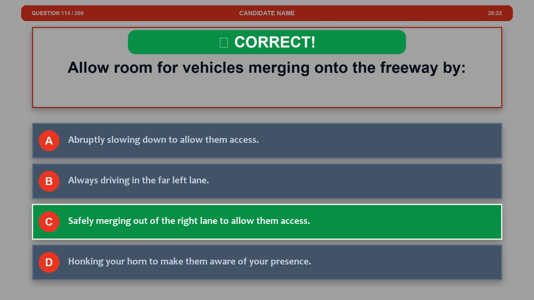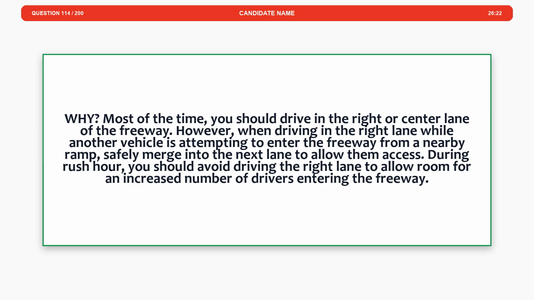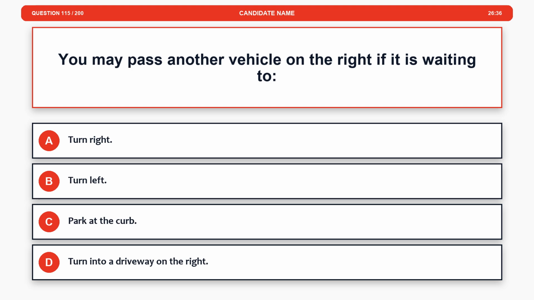The correct answer is option C, safely merging out of the right lane to allow them access. Explanation: most of the time, you should drive in the right or center lane of the freeway. However, when driving in the right lane while another vehicle is attempting to enter the freeway from a nearby ramp, safely merge into the next lane to allow them access. During rush hour, you should avoid driving in the right lane to allow room for an increased number of drivers entering the freeway.